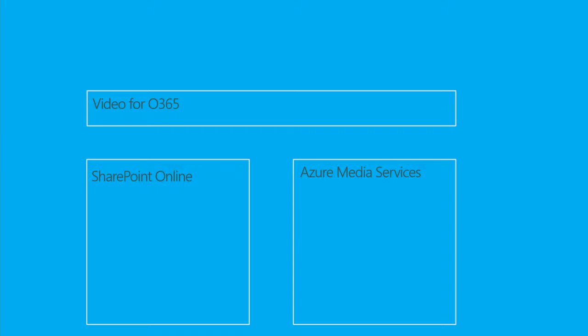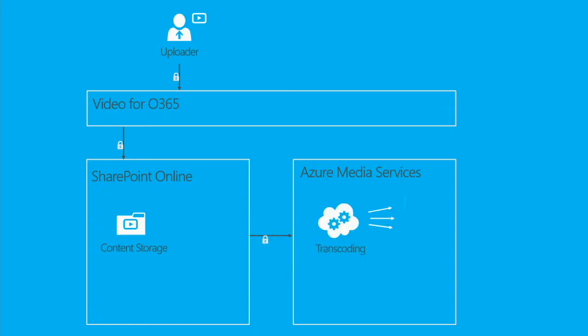So if I'm an uploader, I'm going to come and drop off my video to the video portal for Office 365. We're going to authenticate that user through our portal into SharePoint Online, make sure that they actually have an account, we know who they are, and that they have permission to write things here. We're going to store that video inside of SharePoint Online in the content storage databases. We're going to then send a copy of that video out over to Azure Media Services, and there they're going to do the transcoding.